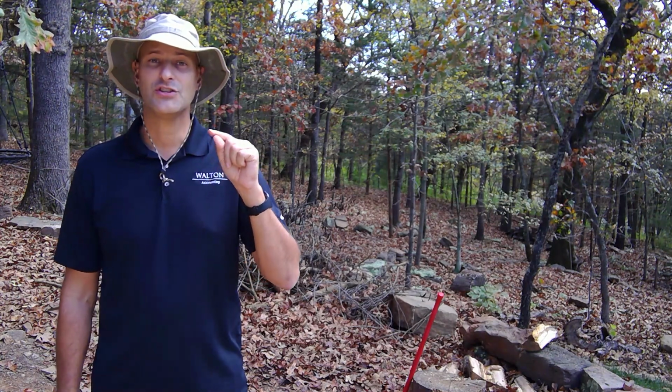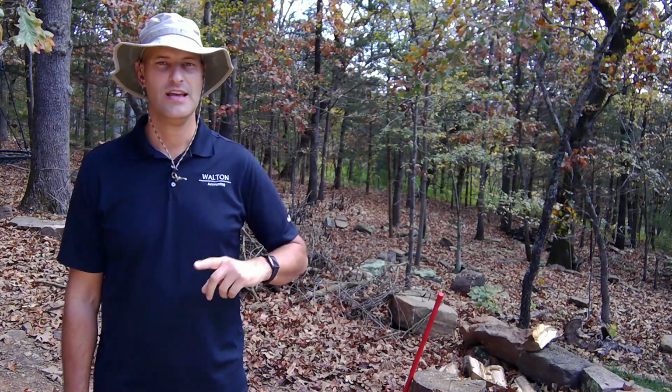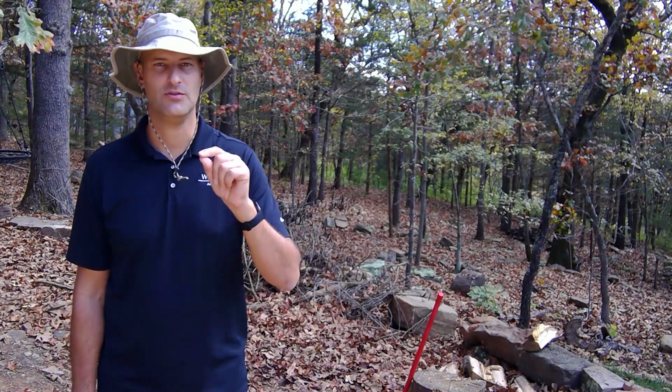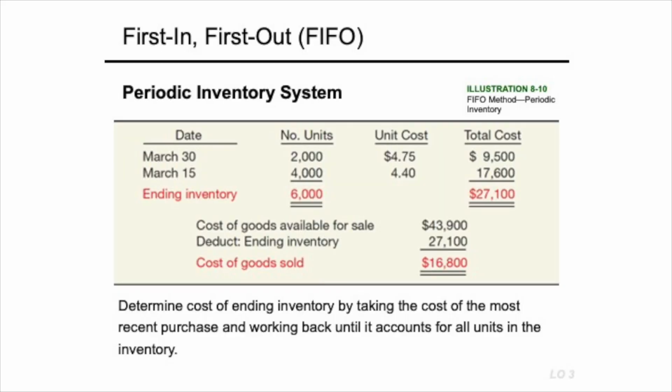Remember, it's the last units purchased that are now sitting in ending inventory because the first units were the first ones to flow out. And we're trying to calculate inventory. Don't flip this around. That's a very common error, common mistake. So we had, of the 6,000 units in ending inventory, 2,000 of them were purchased on March 30th. We need another 4,000. Well, 4,000 were purchased on March 15th at $4.40. We extend our costs over, which gives us, for our 6,000 units, a total cost of $27,100. That is our cost of inventory left over at the end of the period. Now, we deduct that from our goods available for sale to give us cost of goods sold of $16,800.